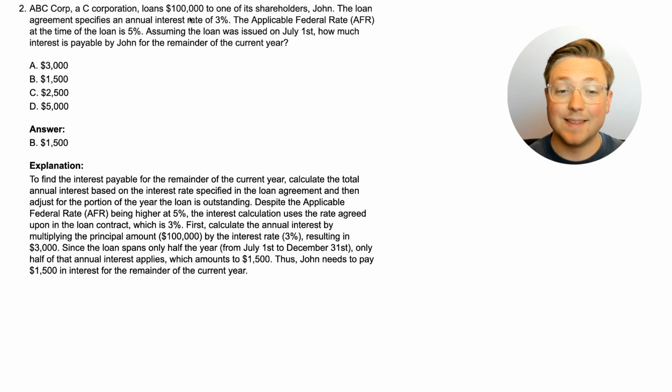But just remember, in this case, John would have also imputed interest. If you think about it, the AFR was 5%. That means that it was $5,000, but it was only half the year, so $2,500. So John only paid $1,500, but the IRS is going to tax and allow deductions on the full $2,500 that they think should have happened based off of the AFR.